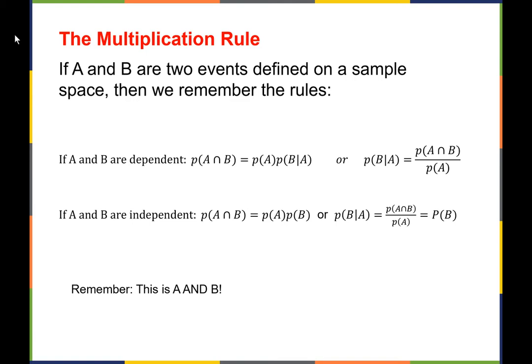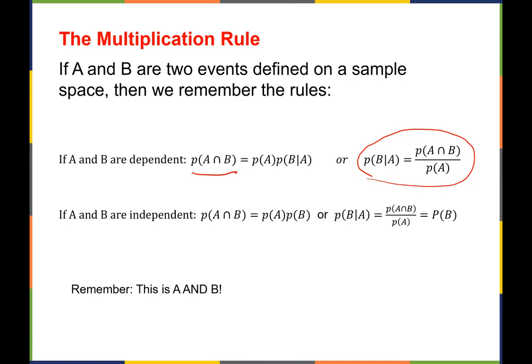If A and B are dependent, so that if A occurs or B occurs, it changes the probability of the other one, then we know that the probability of A and B is the probability of A times the probability of B given that A occurred. We can also multiply and rearrange this formula: the probability of B given A is the probability of A and B over the probability of A. Those are the same formula, just rearranged.